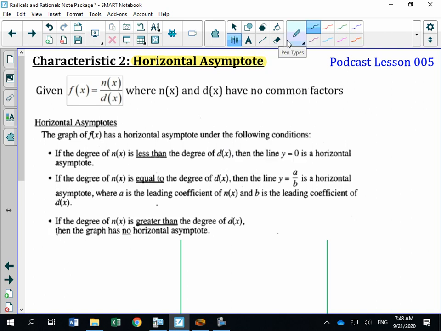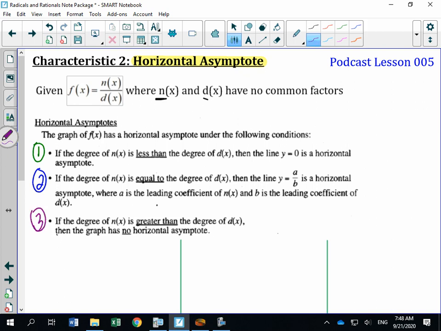Okay, looking at horizontal asymptotes, remember that we're dealing with rational functions. So we're dealing with fractions, and a rational function is written in terms of f of x is equal to n of x over d of x, where the numerator is a polynomial and the denominator is a polynomial. So we're just going to denote the numerator by n of x and the denominator by d of x. And what we're going to look at first is where they have no common factors. There are going to be 3 scenarios, and you just have to be very familiar with these. So scenario 1, scenario 2, and scenario 3.